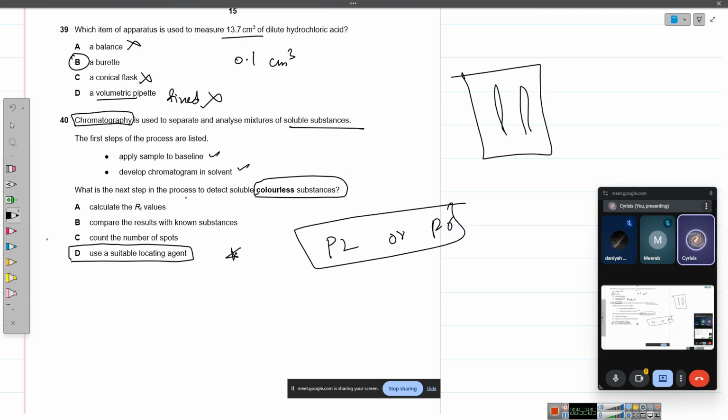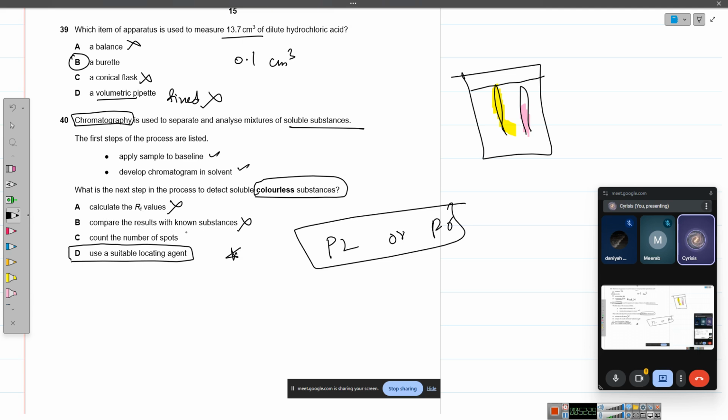So unless you put a locating agent, the locating agent will give you colors showing that this one went this much and the other one went a little higher, right? Otherwise, you won't be able to tell how much. You'll only see the solvent going up, right? A solvent line was there, but to identify how much each one rises, this is it, right? So they're saying calculate the Rf values. We can't do that first, right? Compare the results. We can't do that.